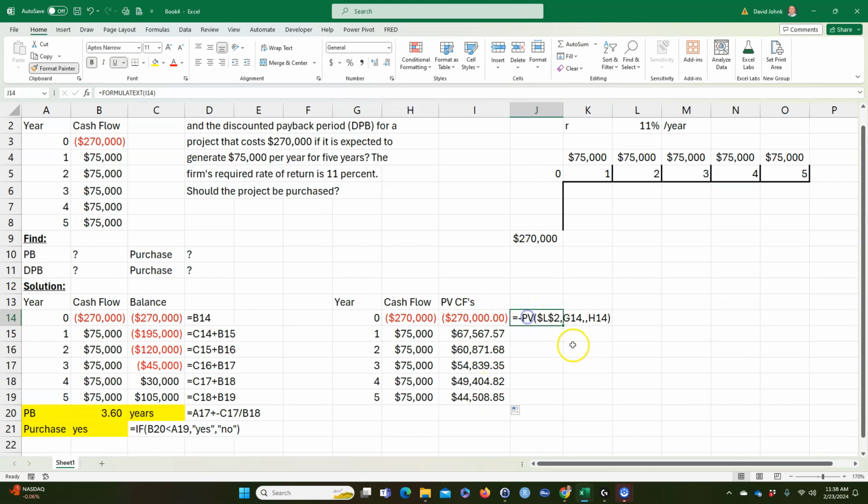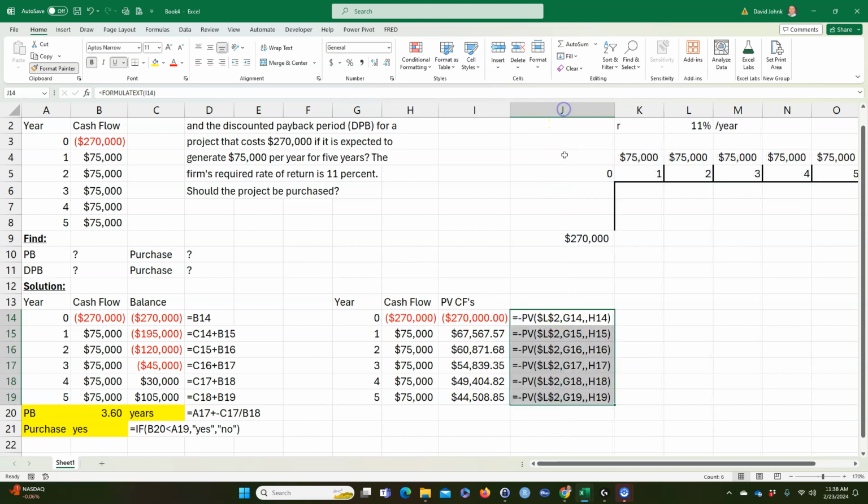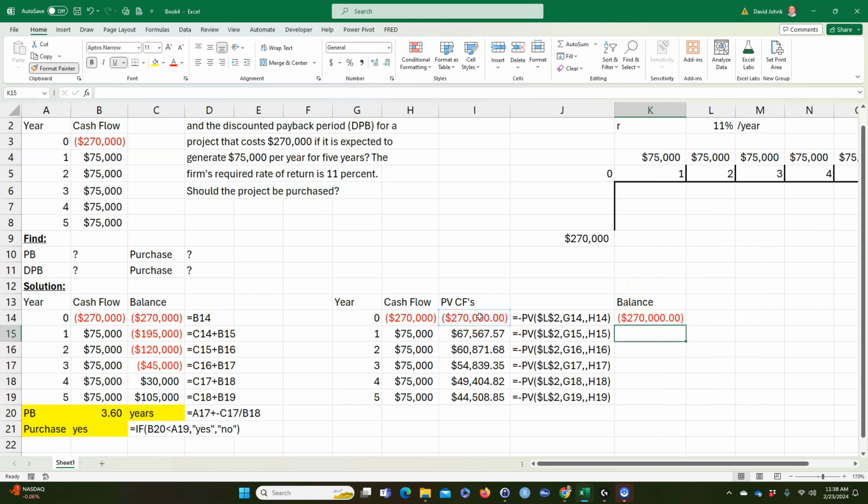But anyway, hopefully that makes sense. I don't know if I explained it well, but that's how you do it. Okay, and then we're going to do the same thing. We're going to calculate the balance. What we have to do is calculate the running balance again. So again, it's going to start out with this. And then the next year, you're not going to add the 75,000. You're going to add the present value of the cash flow. So I'm going to go equals this plus this, right? I can drag that down. Let me put the formulas.